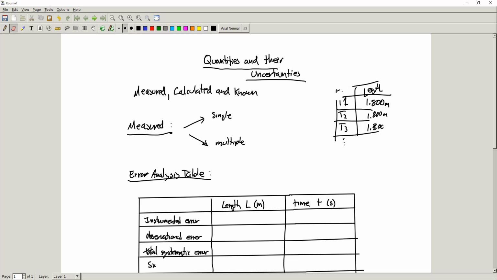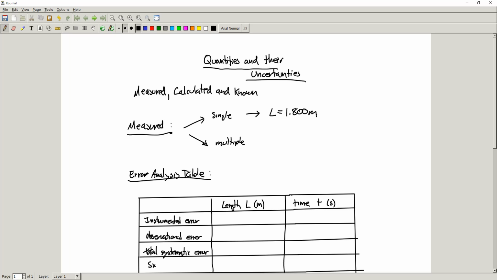So maybe I'll just get rid of this. You definitely don't want to be doing that. If you measure a quantity once, take that measurement, write down what that measurement was. So you make a single measurement, you write down L equals 1.800 meters. That's your L for all time for that trial. You don't need to make a whole table for it, okay?